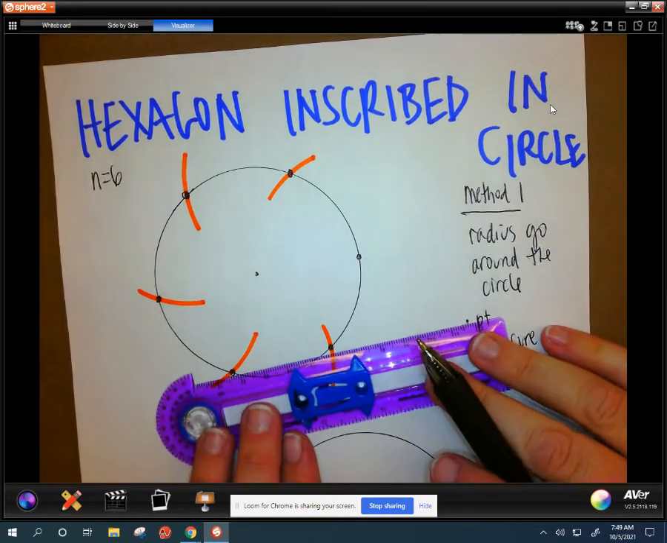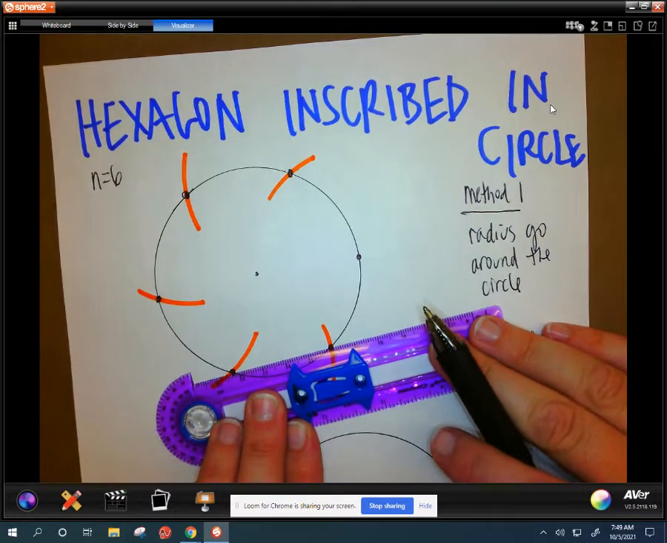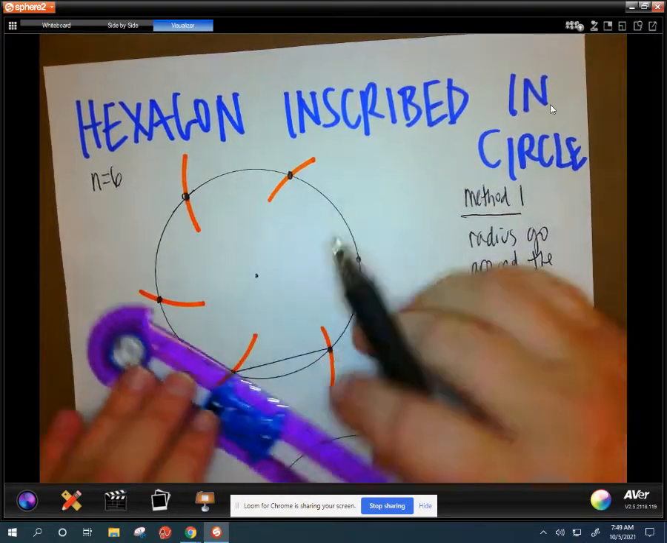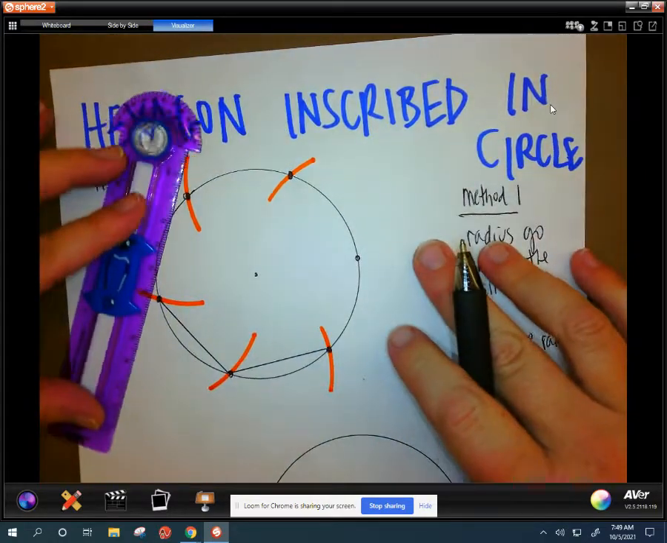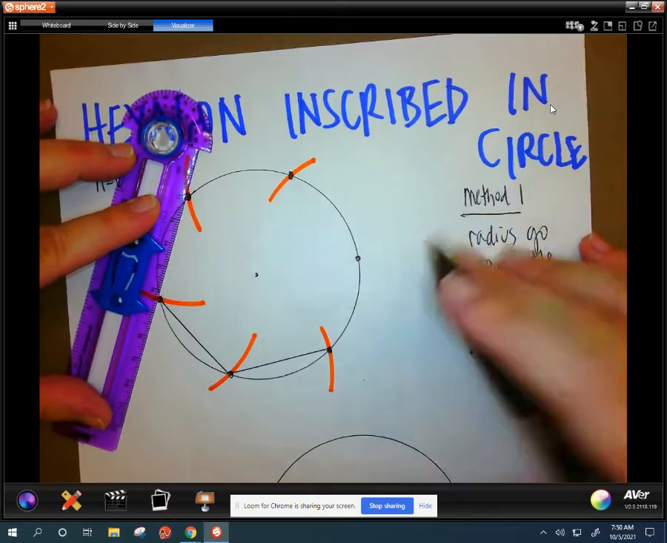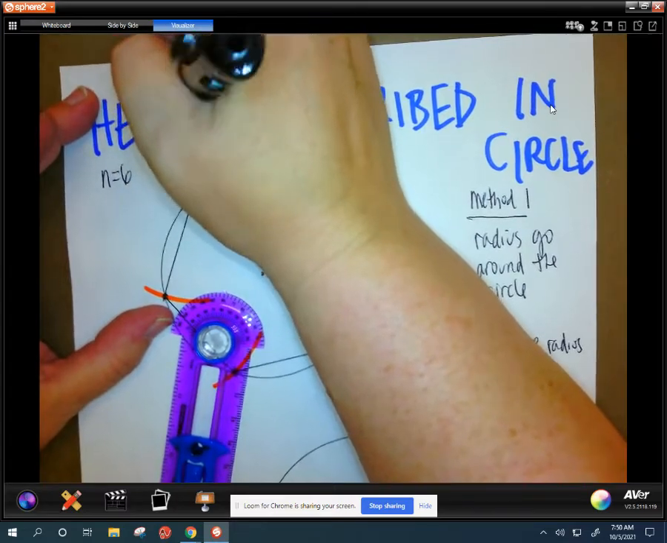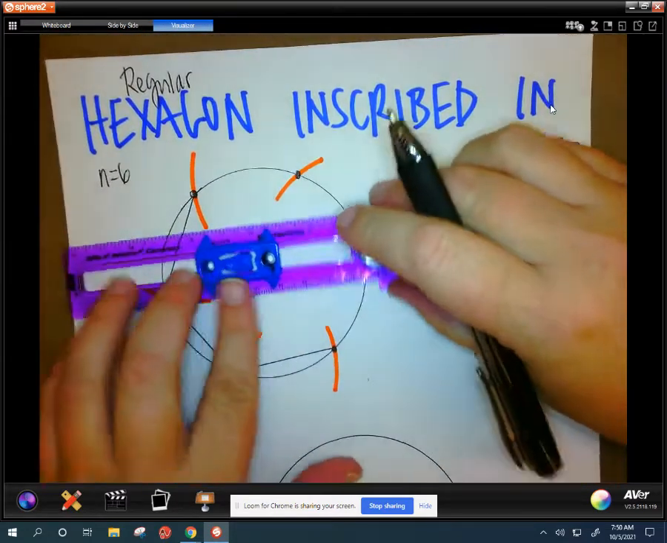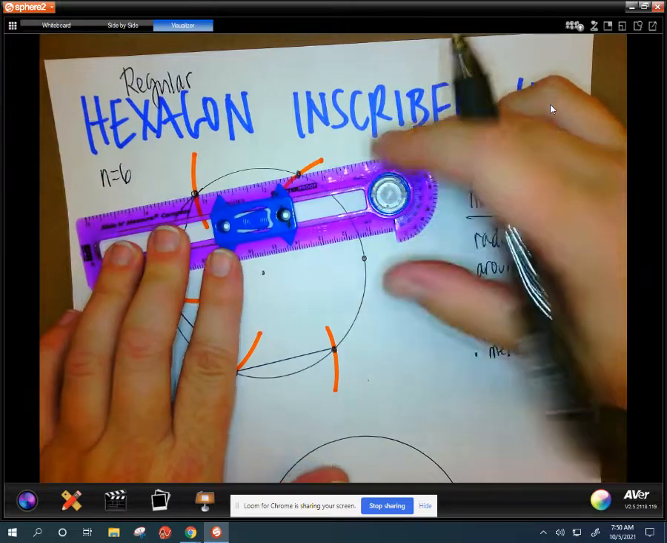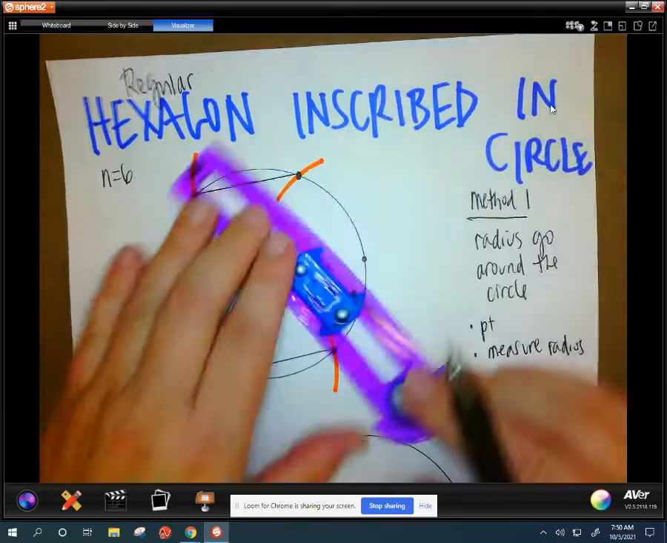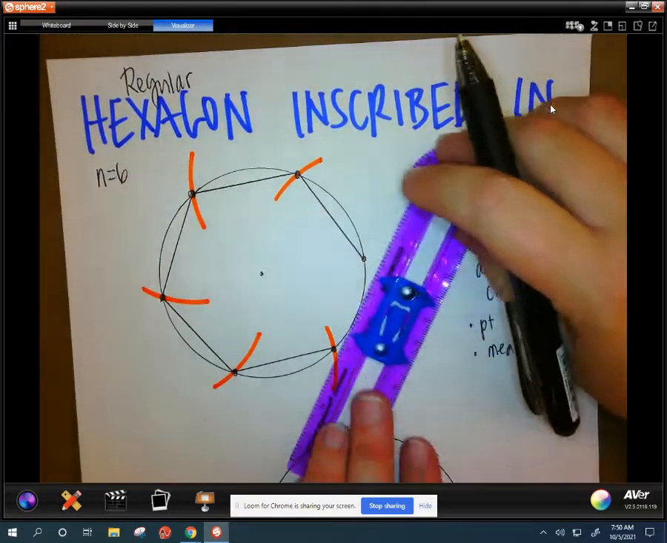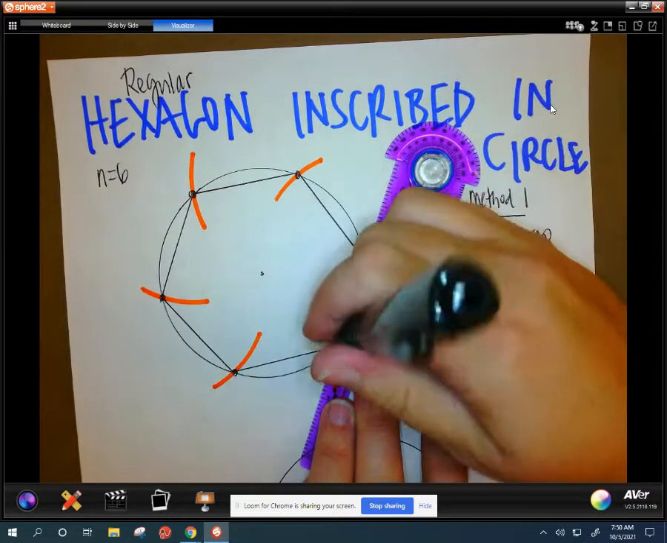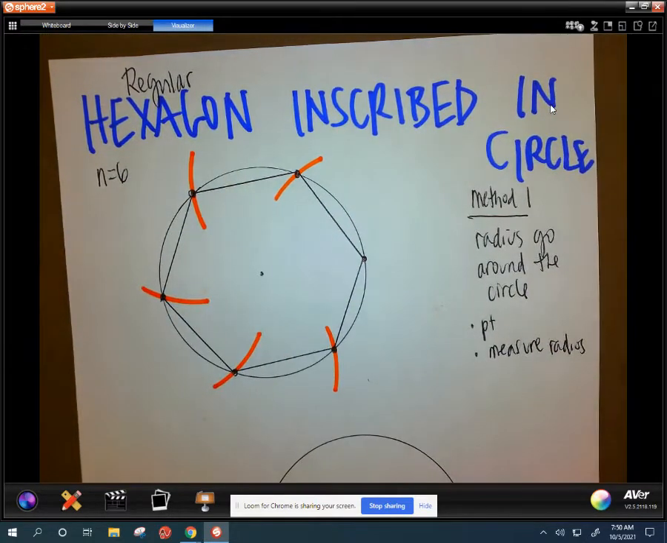So that is the first method. I would say there's a slight margin of error with this one, and I think a margin of error even with the other one. But this is an accepted method of making a regular hexagon. So actually, I should preface that. Regular means all sides are congruent, all angles are congruent. A regular hexagon inscribed in a circle. Okay, so there's our first hexagon.